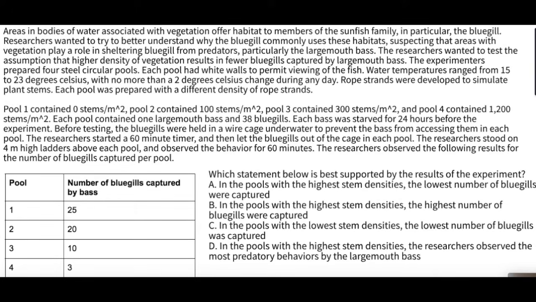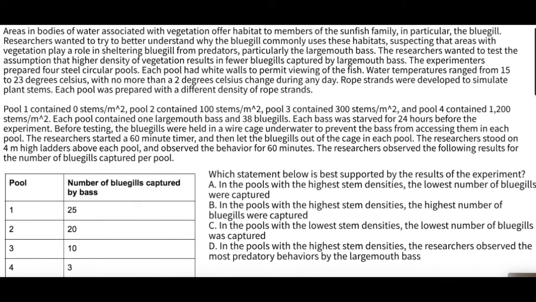The researchers wanted to test the assumption that higher density of vegetation results in fewer bluegills captured by largemouth bass. The experimenters prepared 4 steel circular pools. Each pool had white walls to permit viewing of the fish. Water temperatures range from 15 to 23 degrees Celsius, with no more than a 2 degrees Celsius change during any day. Rope strands were developed to simulate plant stems. Each pool was prepared with a different density of rope strands.